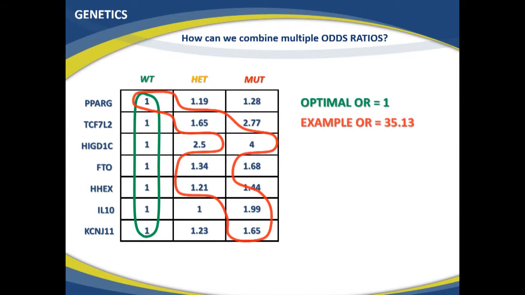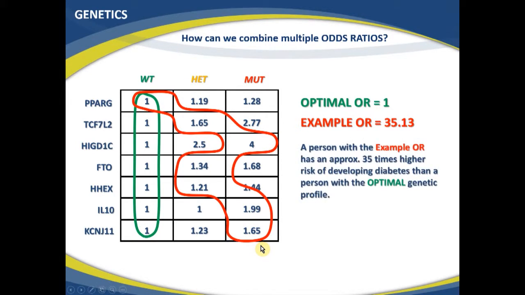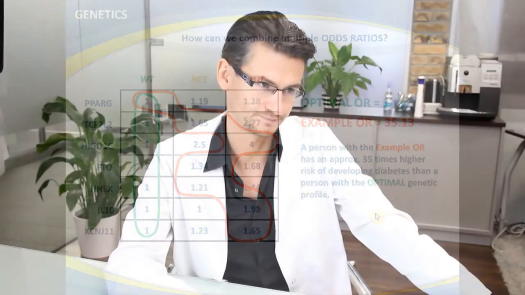So comparing the 2 different examples, the optimal type and the random increased mutation type, means that, for example, a person with this red genetic type has a 30 times higher risk of developing diabetes than a person with the optimal genetic profile. So this is how you work with multiple odds ratios.